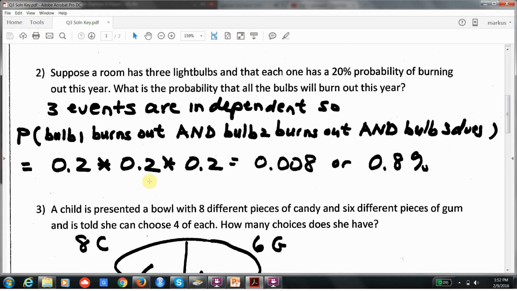Notice we're not adding, okay? This is important to understand. When you have independent events, the probability of all of them happening is the product of their probabilities, not their sum. Okay, it's important to understand.